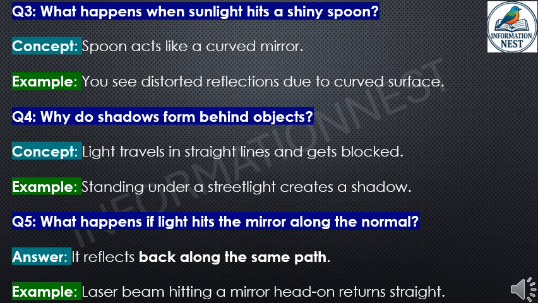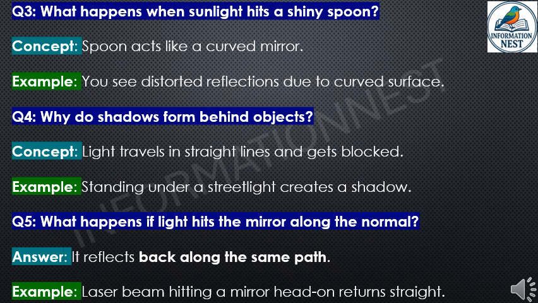Question number four. Why do shadows form behind objects? Here is a shadow mystery solved. Light travels in straight lines. When something blocks it, like you standing under a street light, it can't go through. So, a dark area forms behind you. That is your shadow saying, hey, I'm here because light got blocked.